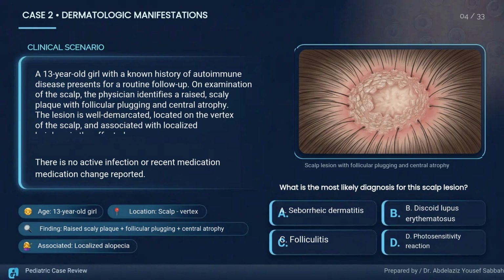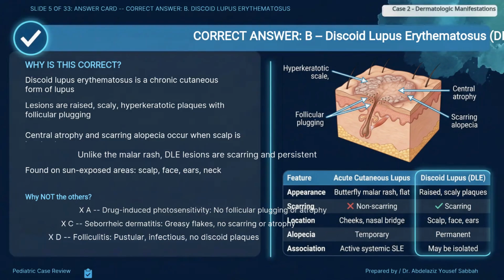Option A, seborrheic dermatitis. Option B, discoid lupus erythematosus. Option C, folliculitis. Option D, photosensitivity reaction. The correct answer is option B, discoid lupus erythematosus. Discoid lupus erythematosus is a chronic cutaneous form of lupus.